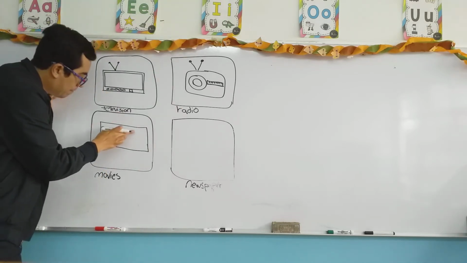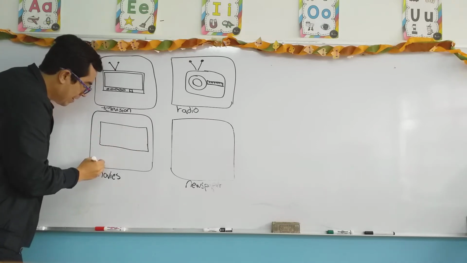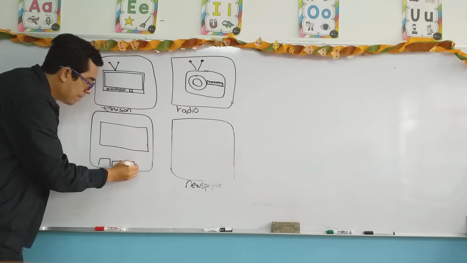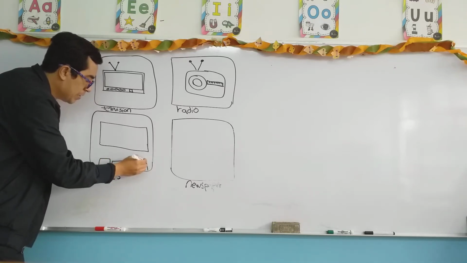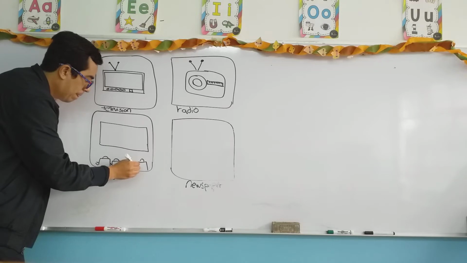So, we have the screen, tenemos la pantalla, and we have the seats. Remember, all movies have their seats. Recuerden que los cines pues tienen sus asientos. Ahí están las cabecitas de las personas asomándose, viendo la película. Okay?